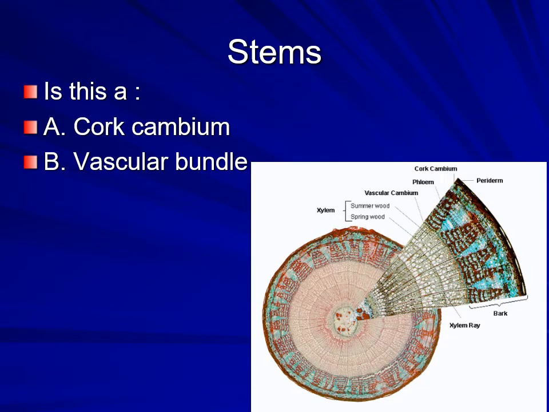This slide doesn't really show you much, but cork cambium, there's no arrow. I'm not sure what this is pointing at, but it's a good slide. If I get my pen out here and draw something, let's highlight the cork cambium.